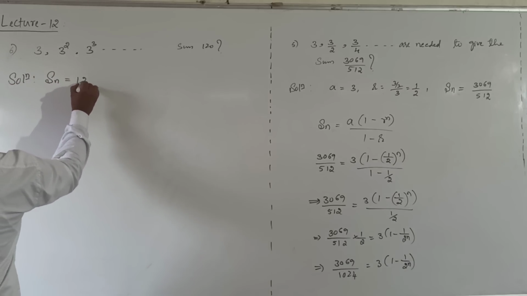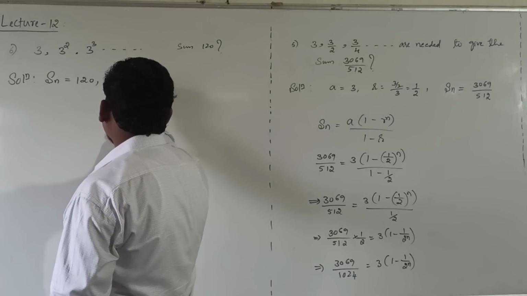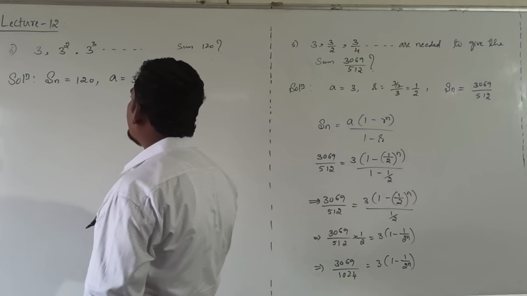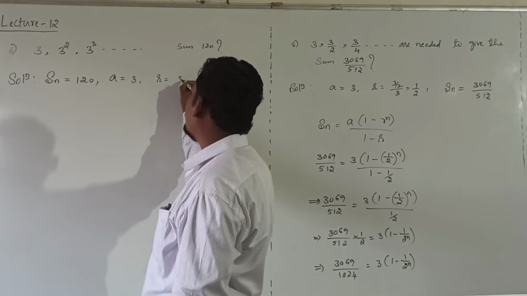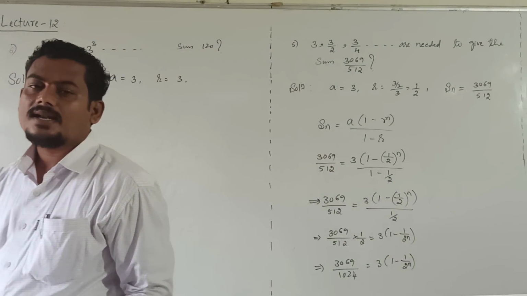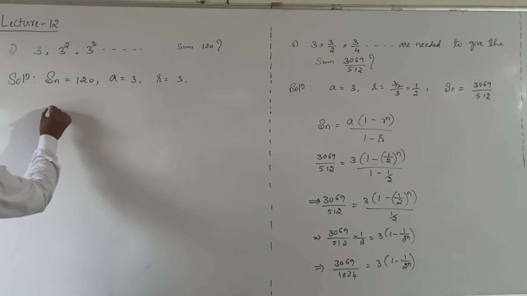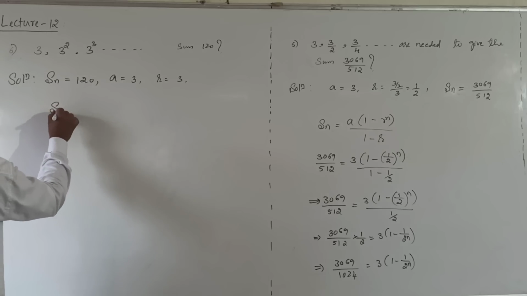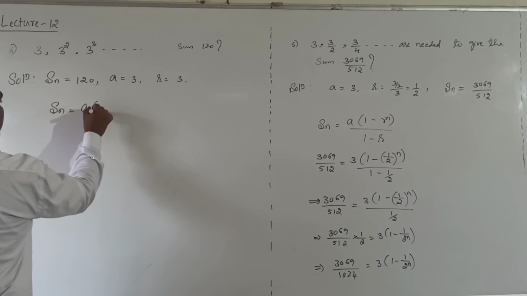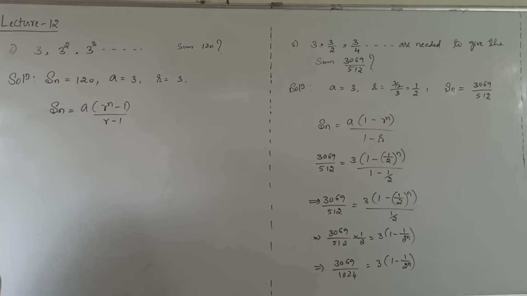Sn is equal to 120. And what is first term A? That is 3. And what is common ratio R? Term divided by its previous term. 3 square by 3 is 3 only, means R is more than 1. Apply Sn formula. Sn is equal to A into R power n minus 1 divided by R minus 1. Why? Because R is more than 1.